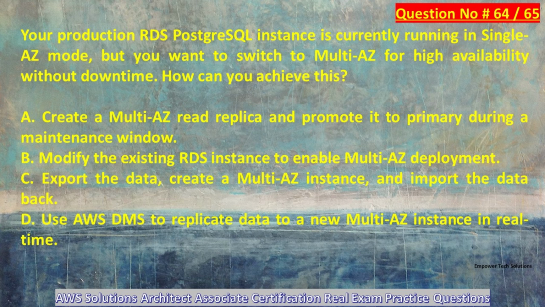A. Create a multi-AZ read replica and promote it to primary during a maintenance window. B. Modify the existing RDS instance to enable multi-AZ deployment. C. Export the data, create a multi-AZ instance, and import the data back. D. Use AWS DMS to replicate data to a new multi-AZ instance in real time.